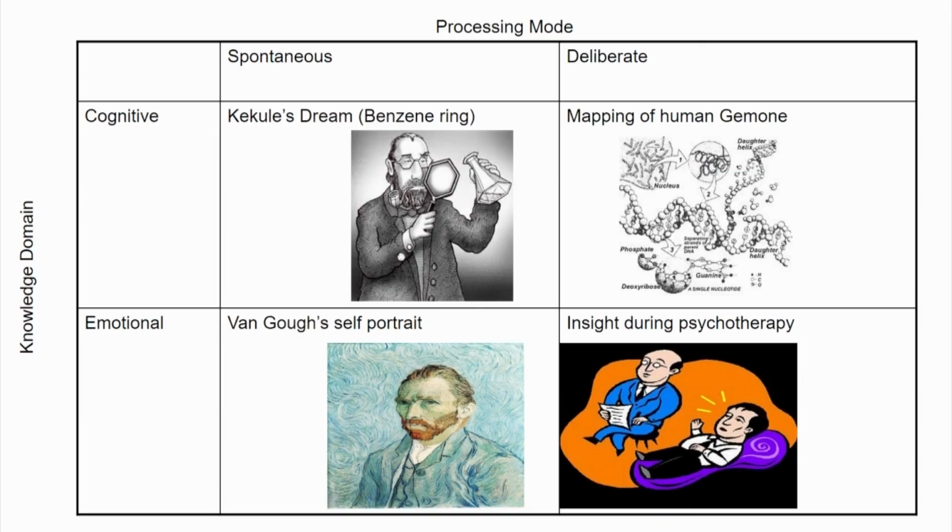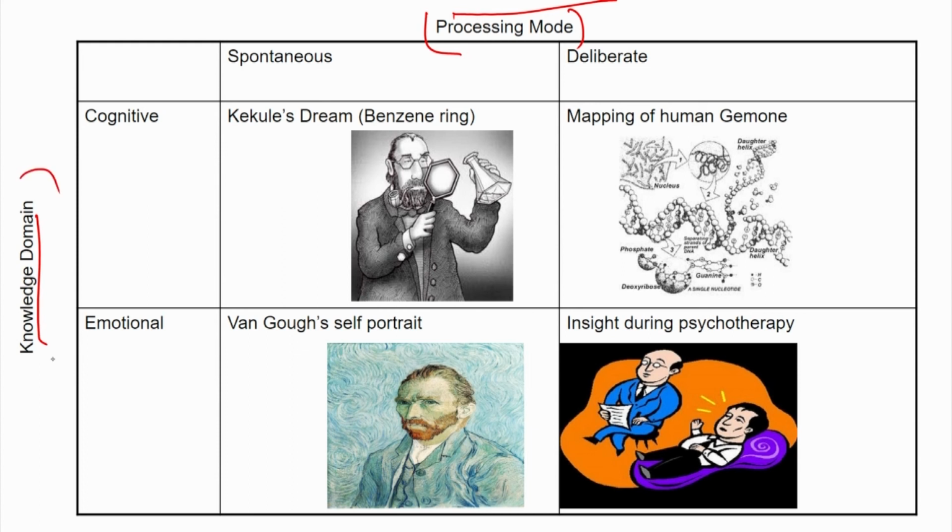On the knowledge domain axis, it refers to the nature of the creative insight, whether it is characterized by more cognitive or more emotional breakthrough. So, basically what type of output the creative solution is producing, whether it is more cognitive in nature or more emotional in nature. And so, basically this kind of table has been created, and it is very easy to understand this table. There are 2 axes on this table. One is the processing mode and one is the knowledge domain.